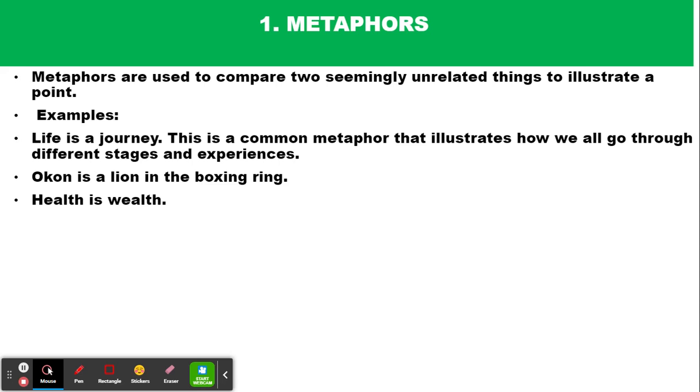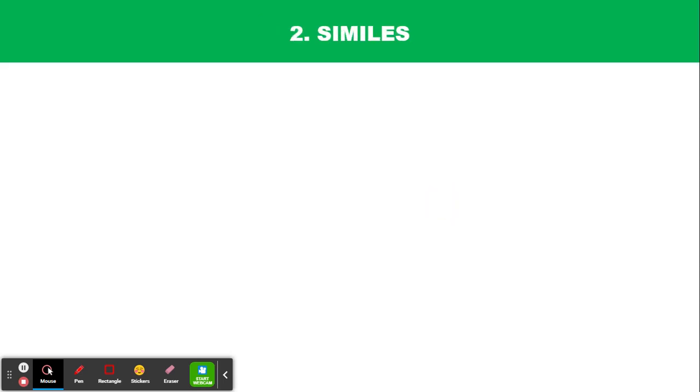In metaphor, you are saying that one thing is another. All right? Health is wealth. Okon is a lion in the boxing ring. Life is a journey. So these are examples of metaphors.